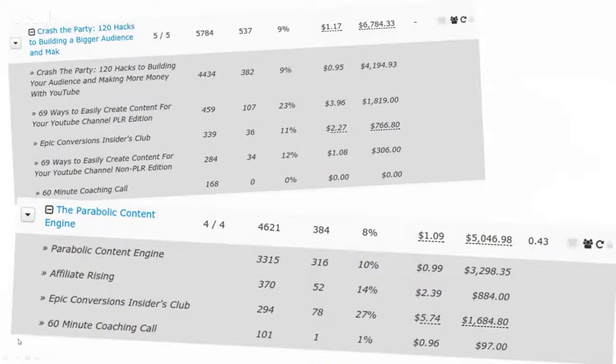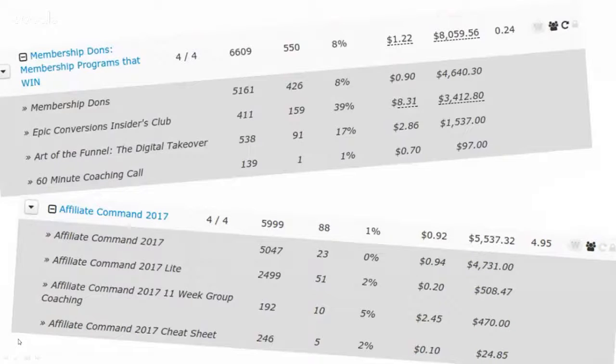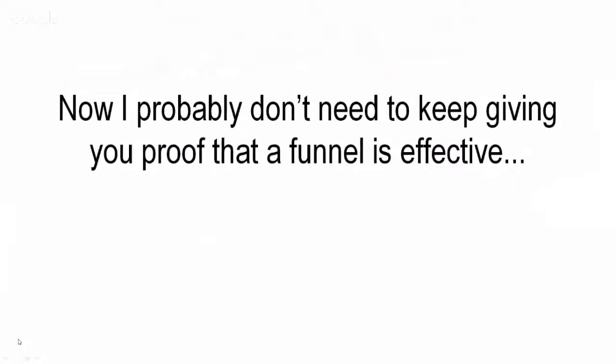Here are a few examples of what I mean. Here are a few launches I've done with sales funnels. As you can see, the front ends are generating about half the revenue. The other half of the revenue is coming from the sales funnel. Here's a few more examples for you. Half the revenue again is being generated on the front end. Under a half or almost a half or over a half is being generated through the sales funnel.